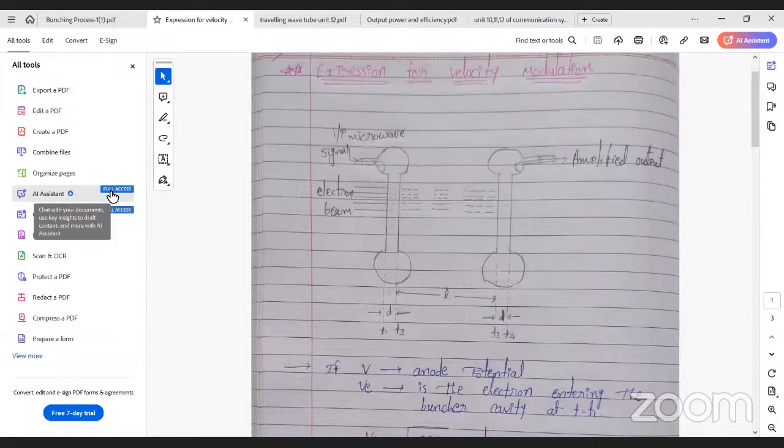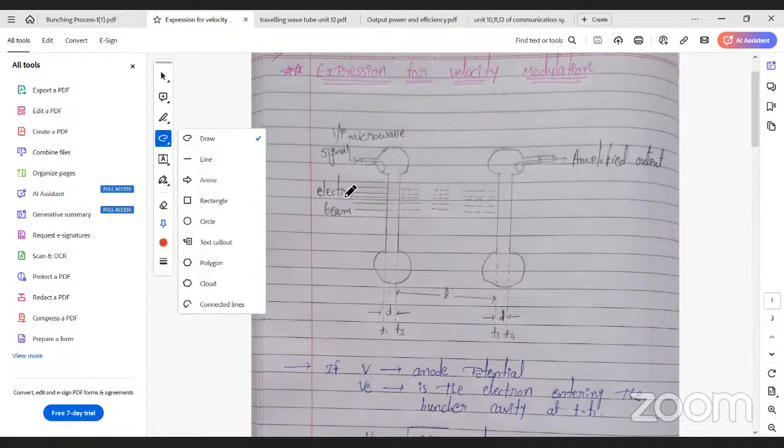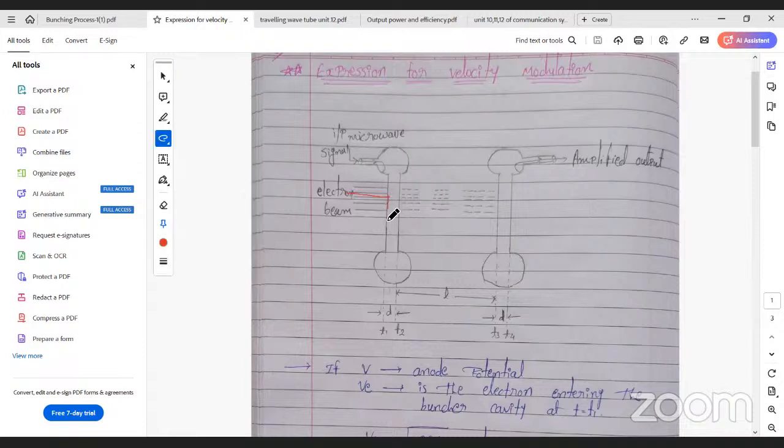Catcher cavity. The space between these two is any one. From the starting entry point to the exit point, whenever the electron beam touches this cavity, this touching point I am taking as T1, and the point from where it is leaving, I am taking as T2. Two time periods: entering and exiting periods.